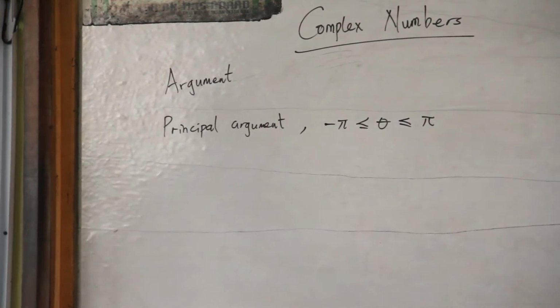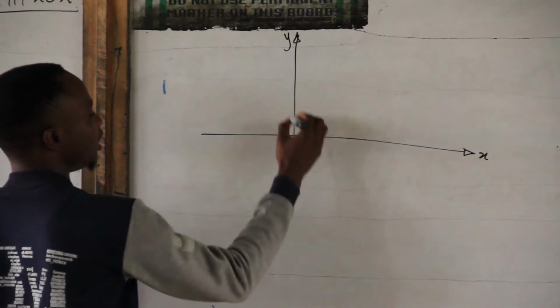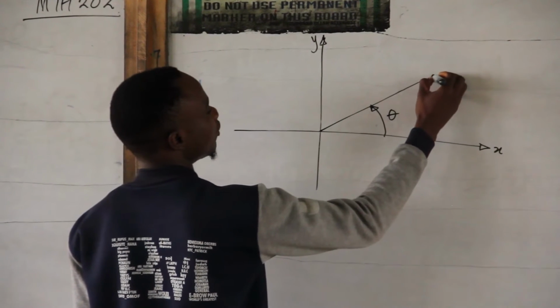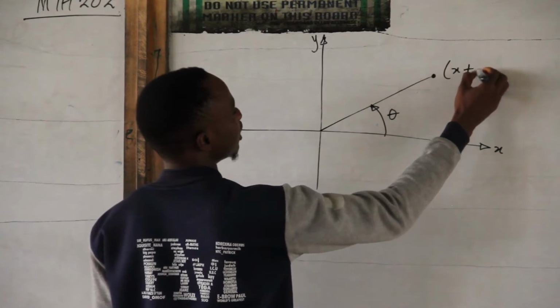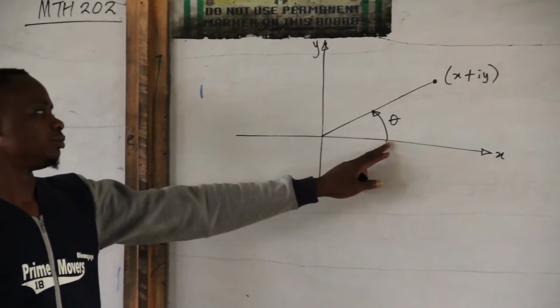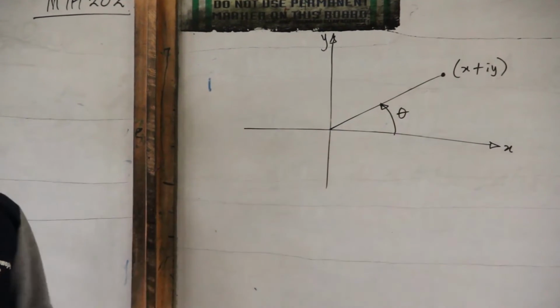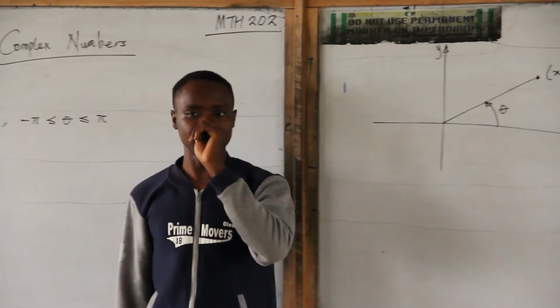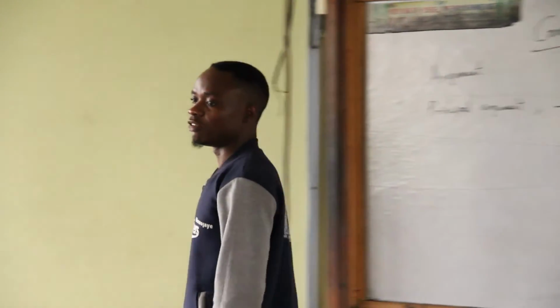And of course, it still has the same definition: in the complex plane, the angle made with the positive x-axis, going in the anticlockwise direction, gives you this x plus iy. Just pay attention now. The angle formed with the x-axis is positive in the anticlockwise direction and negative in the clockwise direction. That is still the argument. But we want to get the principal argument. It has to be an angle or value between minus pi and pi.